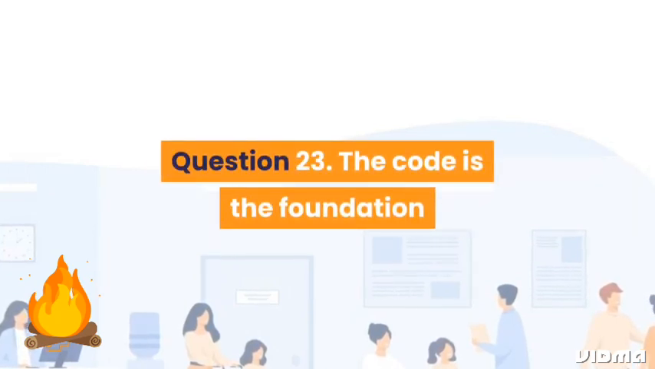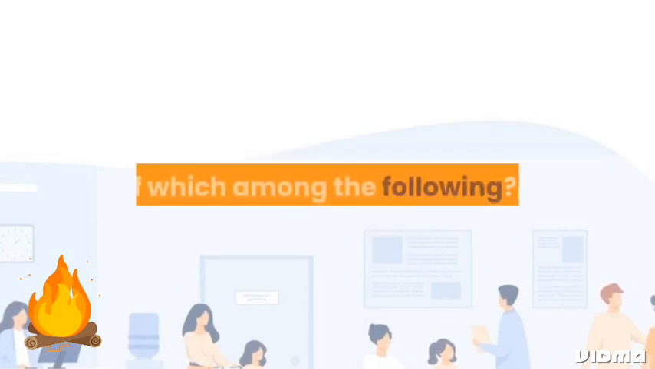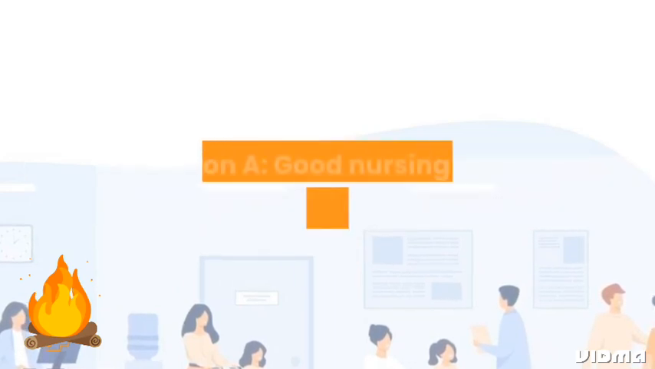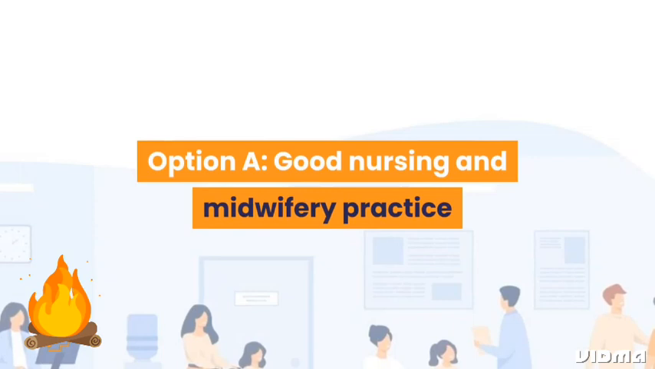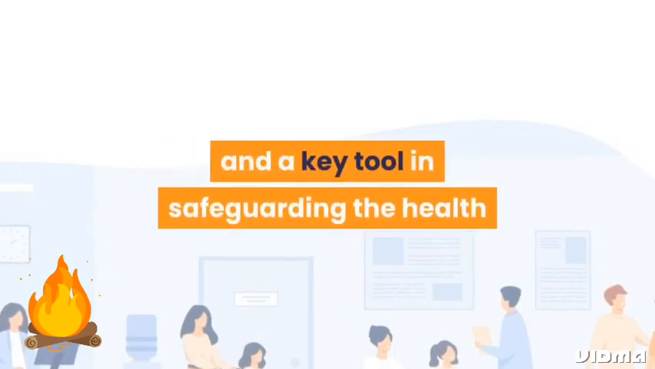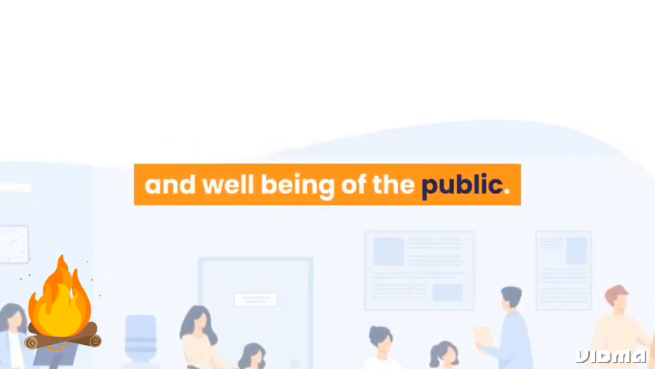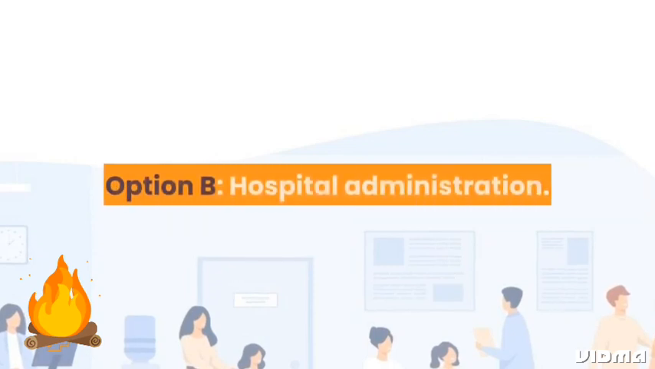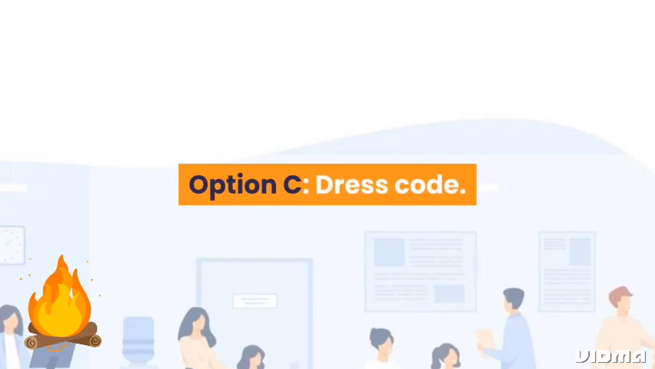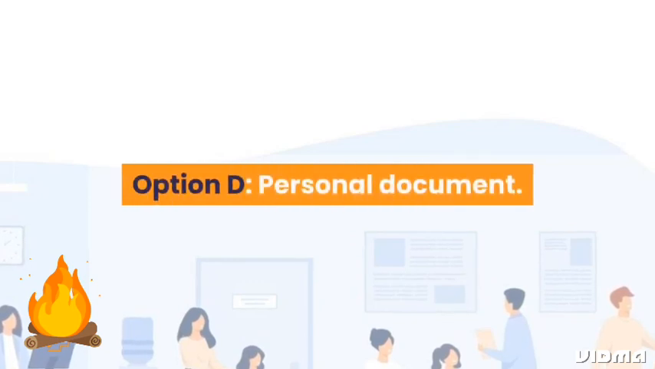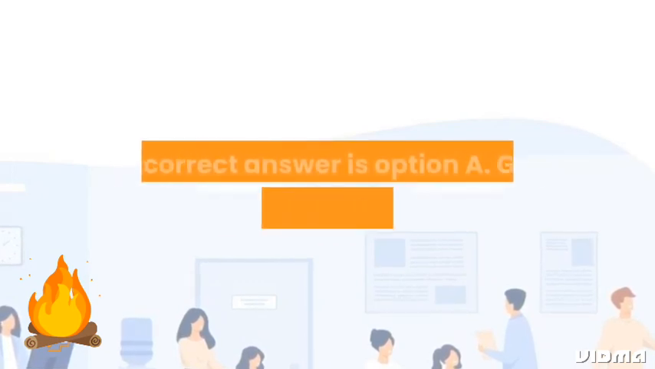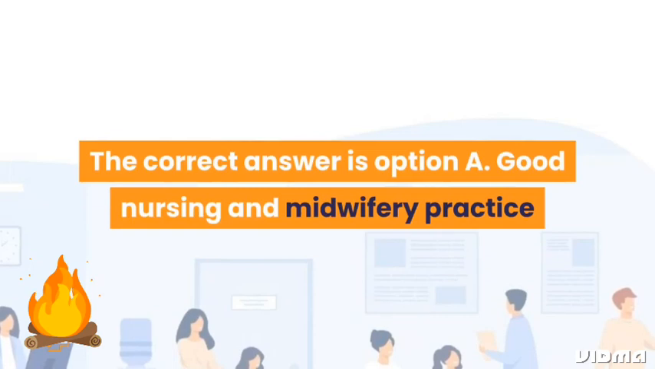Question 23. The code is the foundation of which among the following? Option A, good nursing and midwifery practice, and a key tool in safeguarding the health and well-being of the public. Option B, hospital administration. Option C, dress code. Option D, personal document. The correct answer is option A.